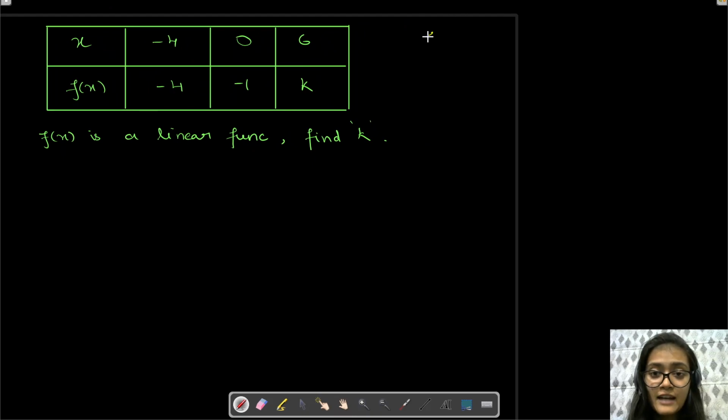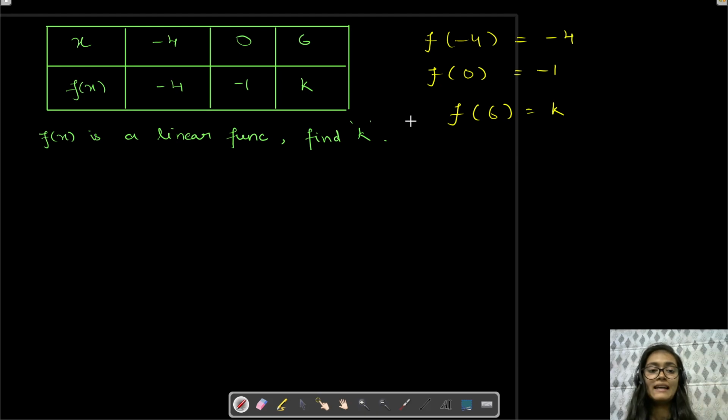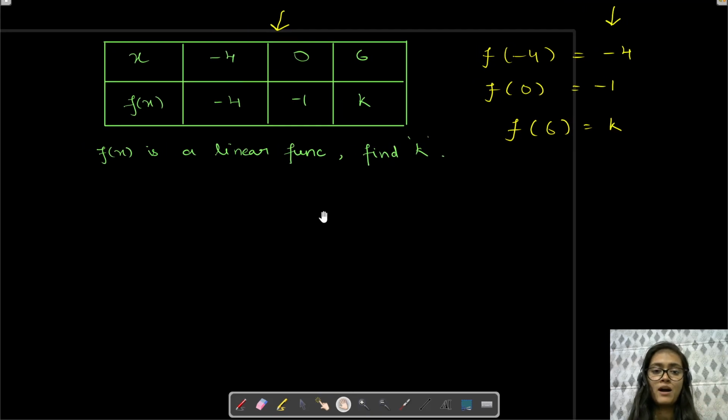They could have said that, let's say f of negative 4 is equal to negative 4, f of 0 is equal to negative 1, f of 6 is equal to k, and if f of x is a linear function, find out the value of k. So this information can be also represented like this. It's the same information, it's just that the way of representing this information is different. Now the only information apart from this is that f of x is a linear function. So how can we use this?